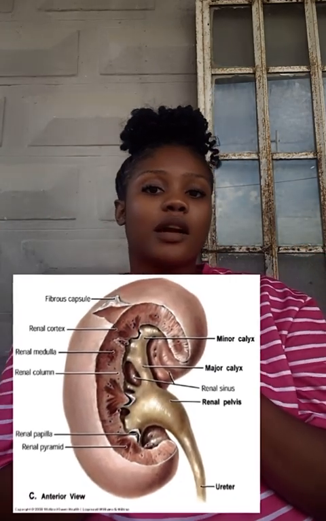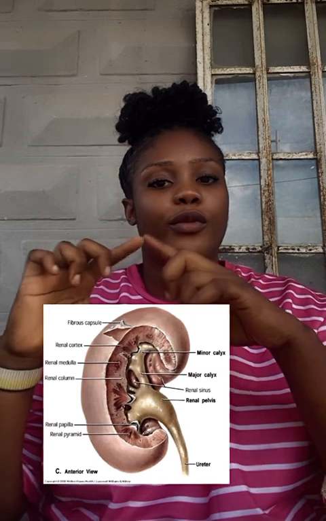Now, after knowing that, we talk about the minor calyces. Now, what are the minor calyces? The minor calyces project into the pyramid to collect urine. I know that the pyramid is where this urine is actually formed. It's formed from the nephrons, from the collecting duct. It gets into that pyramid and goes out through the minor calyces. So the minor calyces act as a collector. They collect this urine from the pyramid.